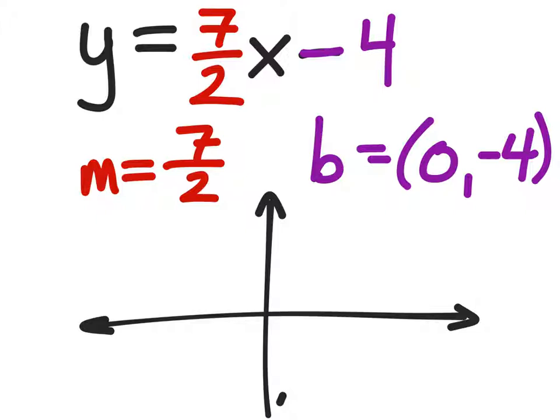So I'm going to go down to negative 4. 1, 2, 3, 4. And I got my point right here. All right, so I'm going to go up 4. 1, 2, 3, 4, 5, 6, 7. That's my up 7 from the slope. And then I'm going to go to the right 2. Bam, 1, 2. And that gives me a point right here.